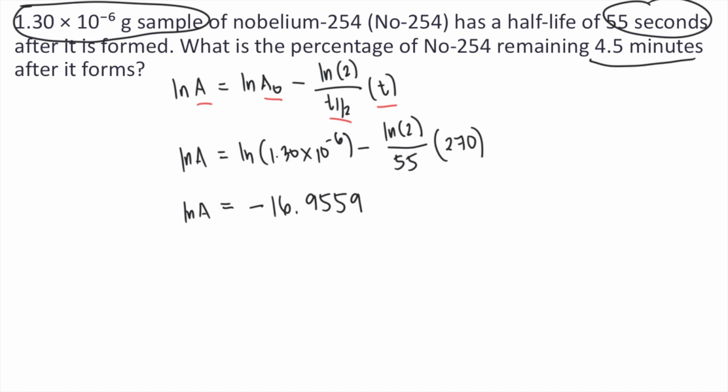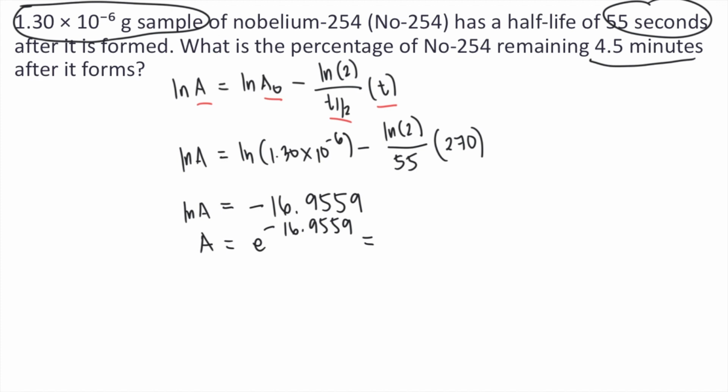Okay. So how do you remove the ln on the left side? Because what we need is just A, so we need to get rid of the ln. To do that, let's do e raised to whatever is on the right side, negative 16.9559. So you type that in your calculator.